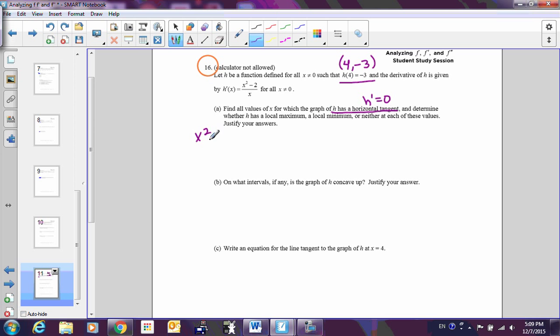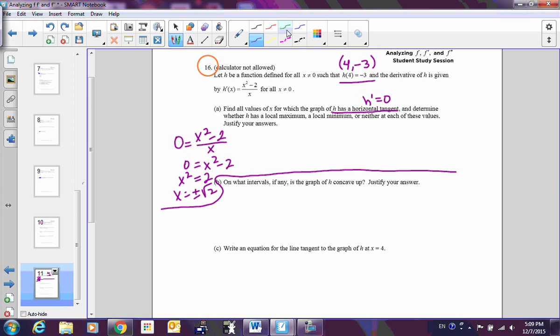So we want to know where this thing is equal to 0. We don't take the derivative. This is already the derivative. So that really just means I want to know where the top is 0, because if the bottom was 0, that would be undefined. So I ended up getting x squared equals 2. So x equals plus minus radical 2, and we'll just say I kept that in its own space.